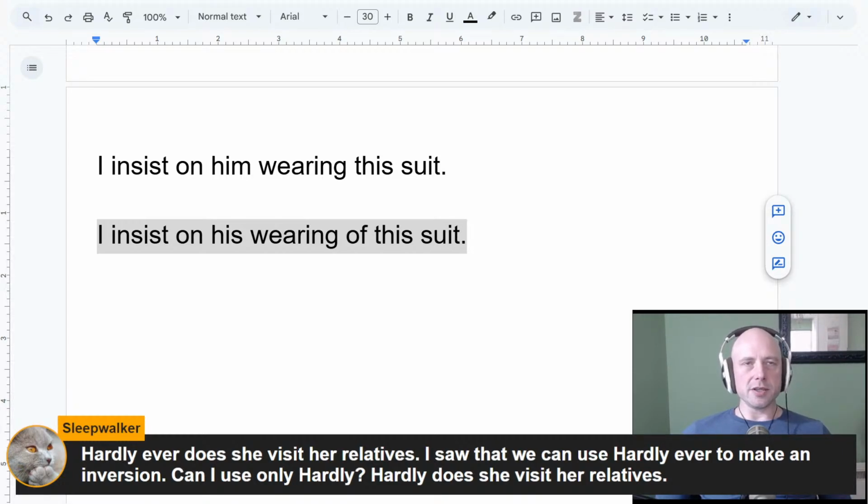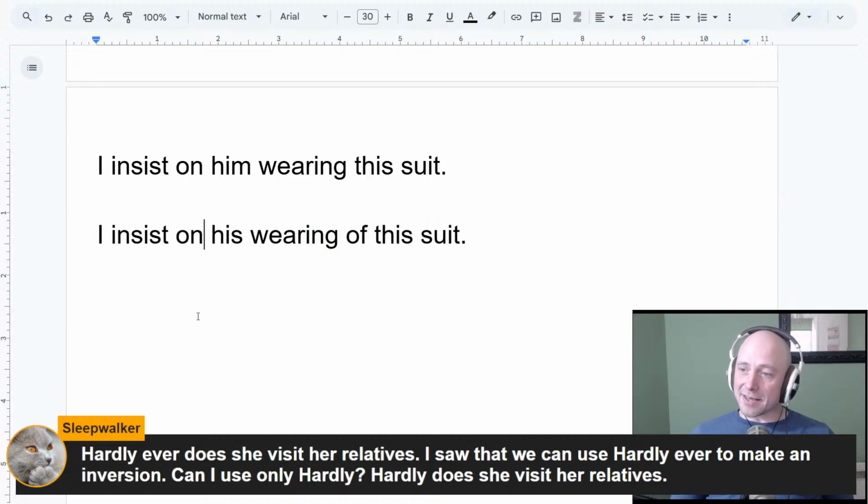You could use hardly does she ever visit her relatives, and that is something which people would say. However, it is a little bit wrong. And the way that it's wrong relates to the meaning.